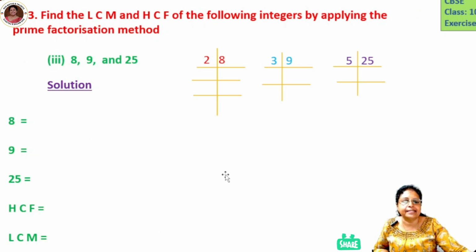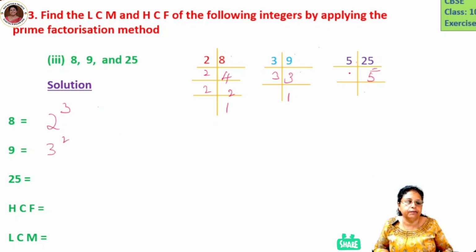Find LCM and HCF of the following integers applying prime factorization method. Same question. Numbers are different: 8, 9 and 25. 8, 2 4s are 8, then 2. Then 2 cube. 9, 3 3s are 9, 3 1s are 3. So 3 square. Then 25, 5 5s are 25, divided by 5 you will get 1. So it is 5 square.